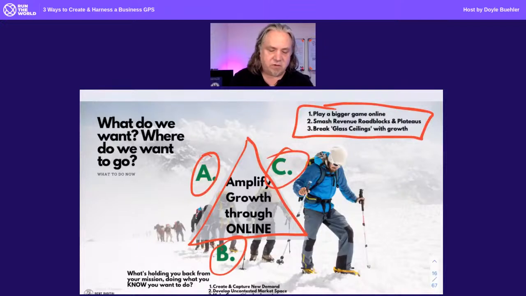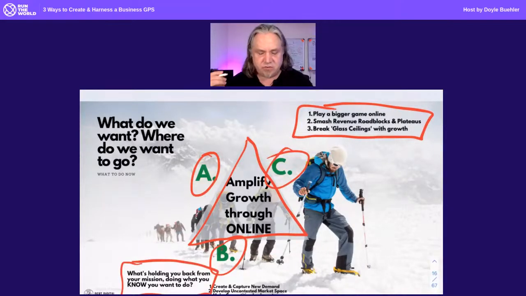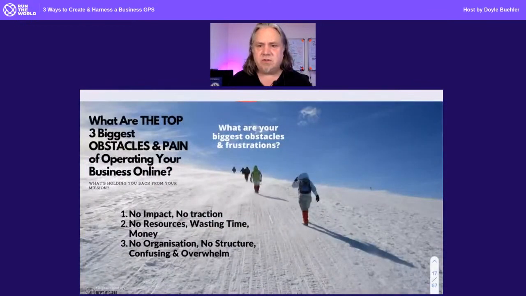So, what's holding you back from your mission? What do you know you want to be able to do, right? How important is that? How do we know what we want to do? Well, we have to go through a discovery, right? We have to go through an understanding of what does this all mean? What do these pieces mean? How do I put it together? How do I make it a lot easier? Ultimately, it comes down to three things: create and capture new demand, develop uncontested market space, and make competition irrelevant. So I've embedded these concepts all together also.